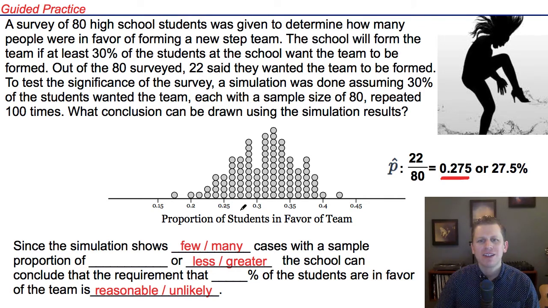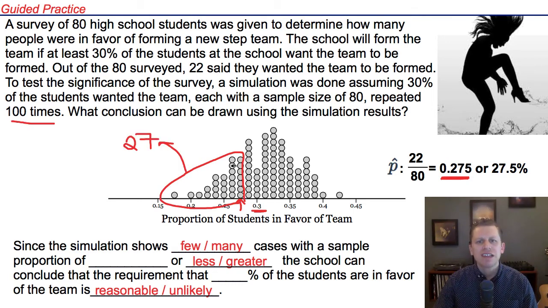If I look at where our sample proportion fell, it fell right here. And because that's to the left of the mean of 0.3, I'm going to include all of the values less than it. If I add up all of these little dots here, I see that I have 27 of them. What that means is that 27 times out of 100, or 27% of the time, I got a value of 27.5% or less. 27% is a big number. It's much larger than 5%.